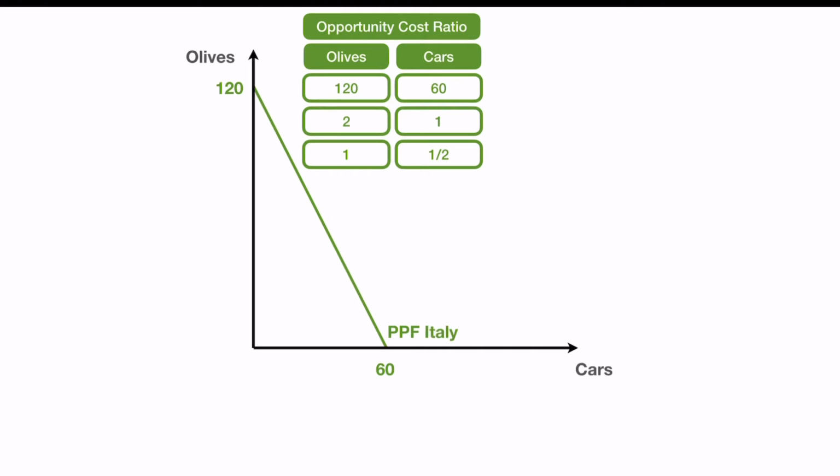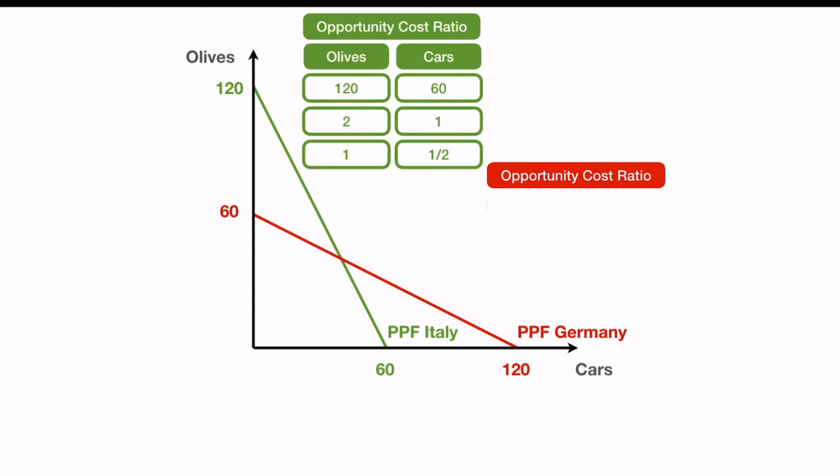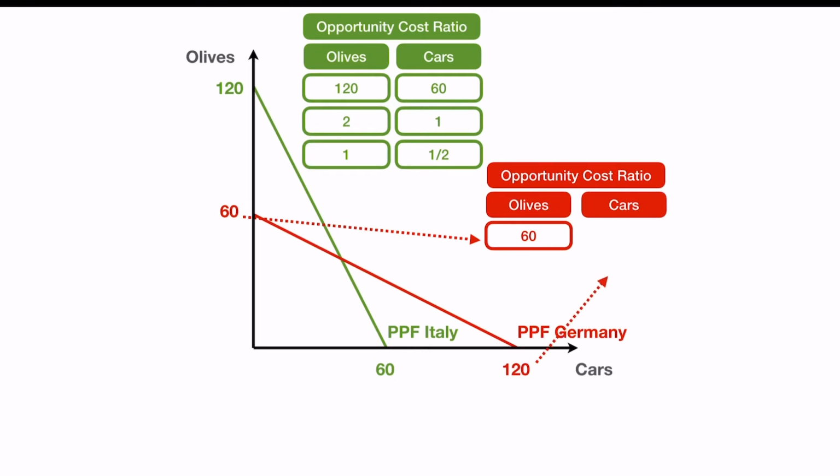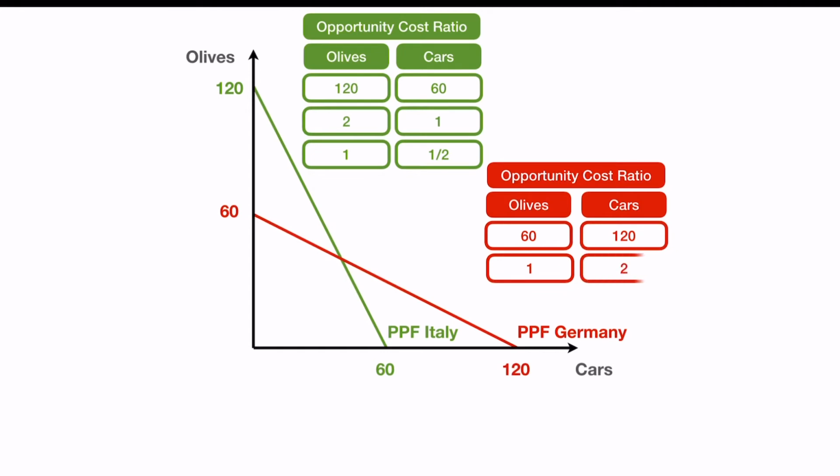Imagine this country is Italy. Let's add another country and show the PPF and opportunity cost ratios for that country. As Italy appears to be better at olive production and Germany at car production, the countries are likely to benefit from trade.